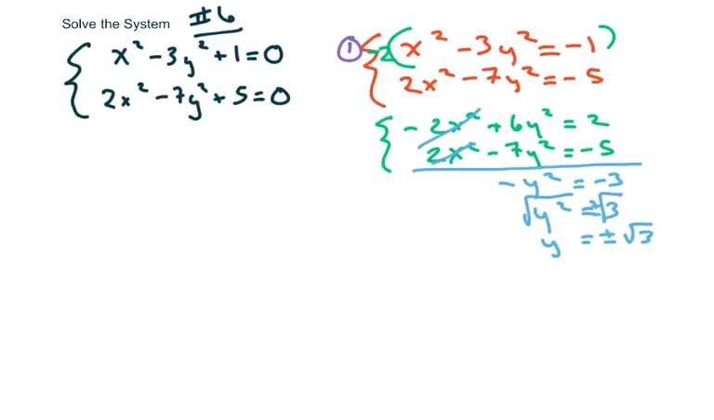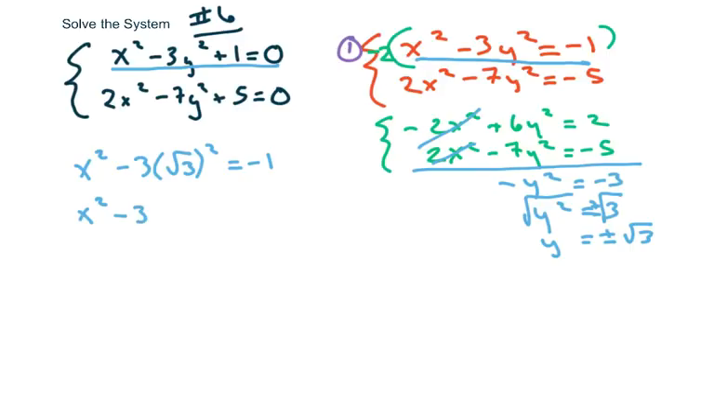All right, so now all we have to do is substitute back in, and I'm going to go ahead and substitute it back into the first equation, or rather this one, and I'm going to substitute in the y. So you're going to get x squared minus 3 times the square root of 3 squared equals negative 1. And this will give you x squared minus 3 times 3 equals negative 1. So you get x squared minus 9 equals negative 1. So x squared equals 8. So x equals plus or minus square root of 8, which equals plus or minus 2 square root of 2.